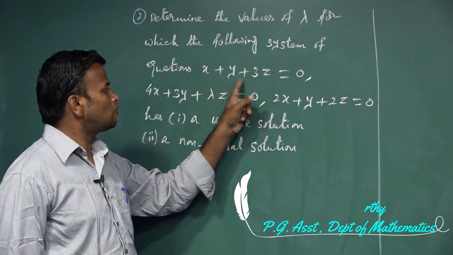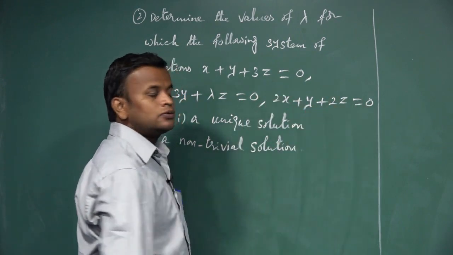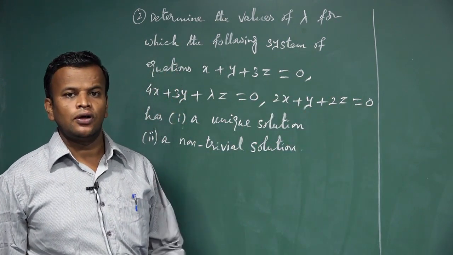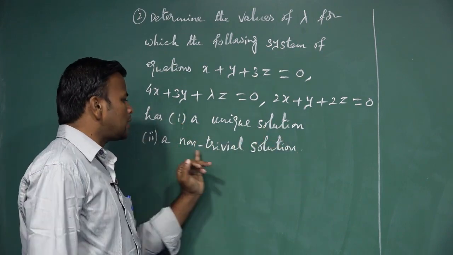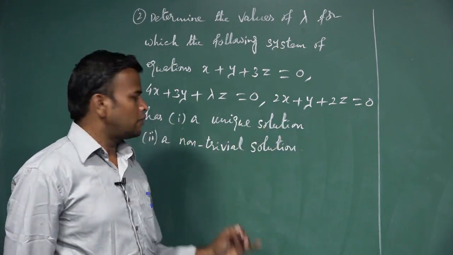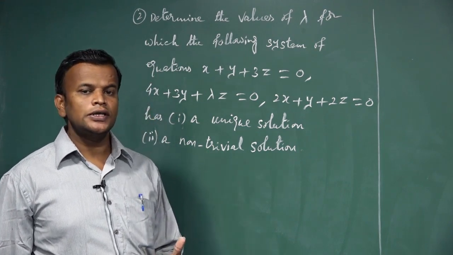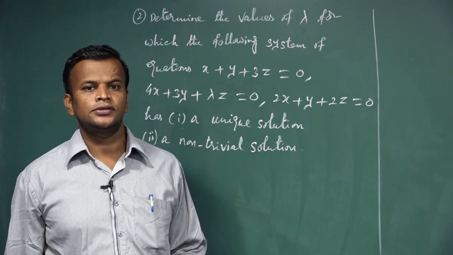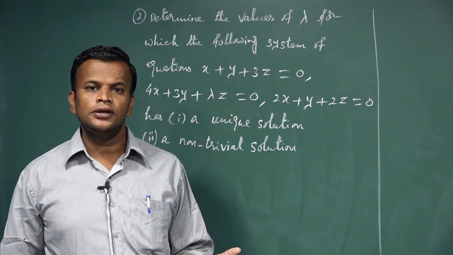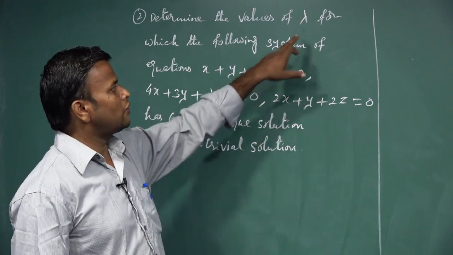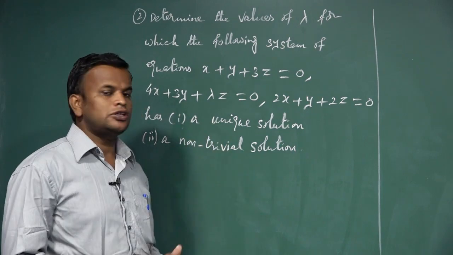There are three equations: 1, 2, and 3. You see all the equations have right-hand sides equal to 0, so the system is called homogeneous. It has a unique solution, the trivial solution. We already discussed what is meant by trivial and non-trivial. A solution set containing all zeros is called trivial, and a solution set containing at least one non-zero value is called non-trivial. So, for which value of lambda does the given system have a unique, trivial solution?